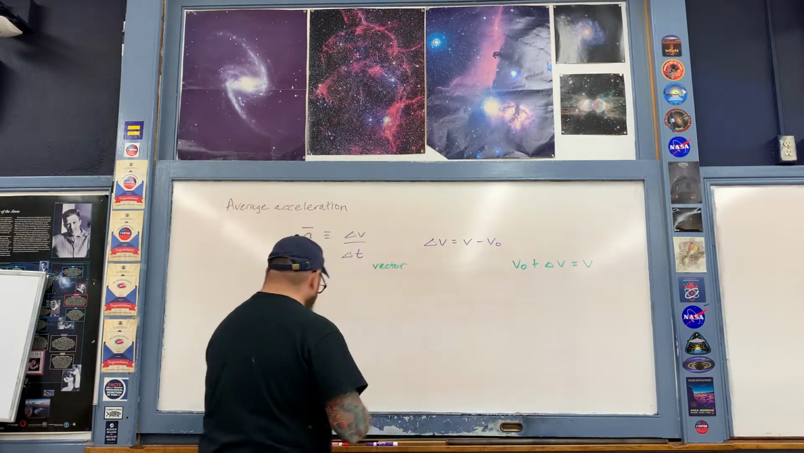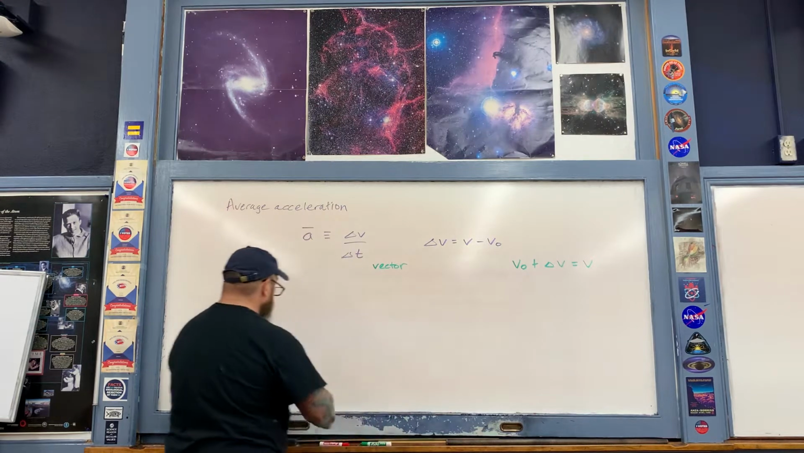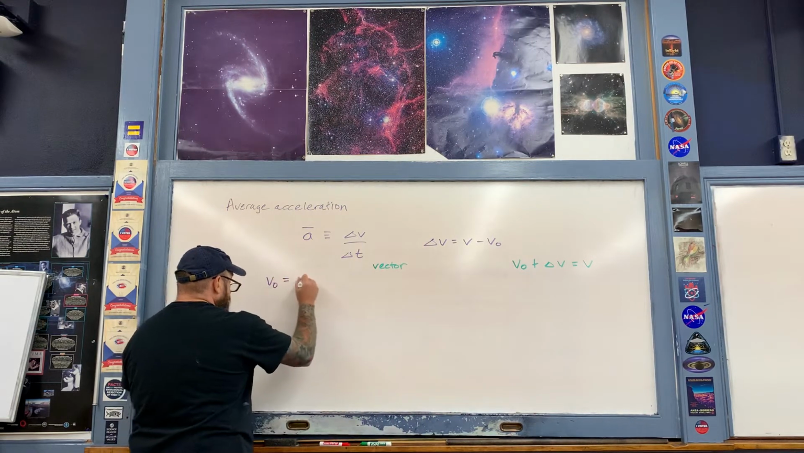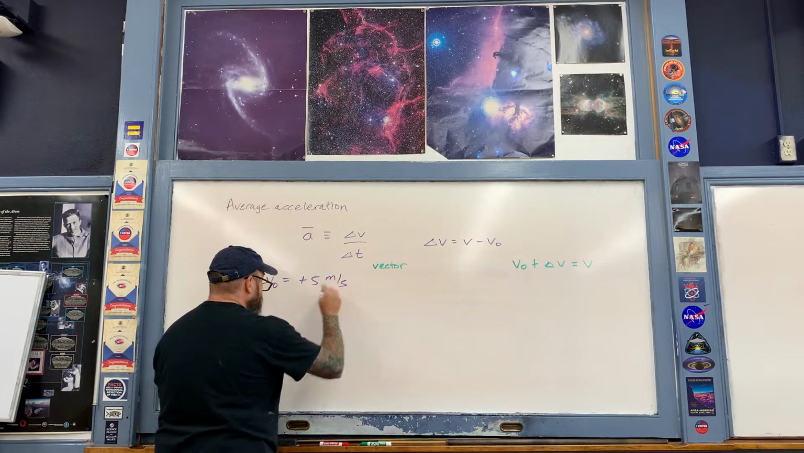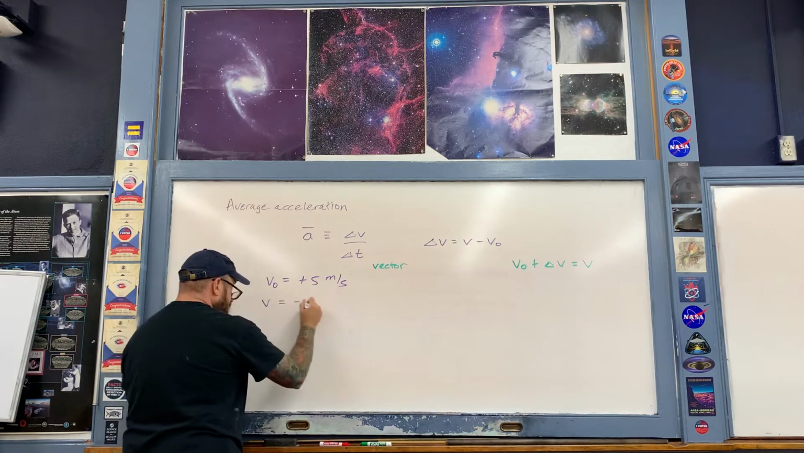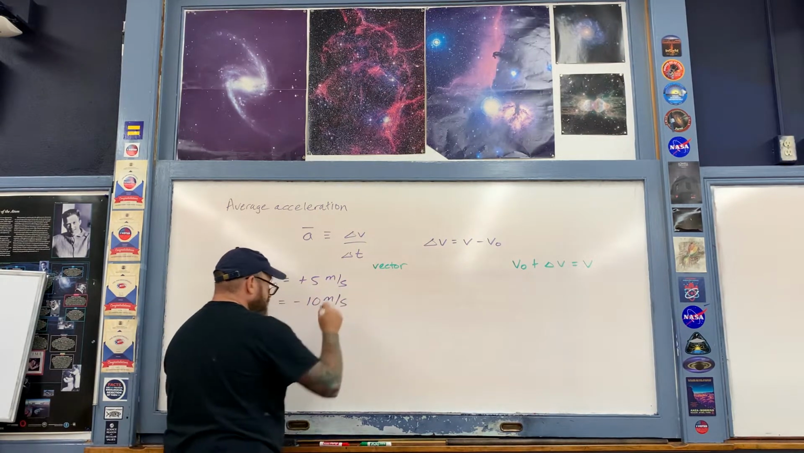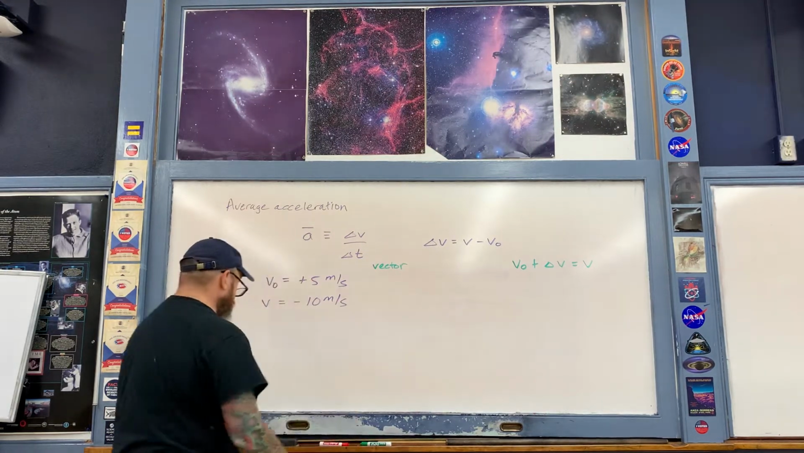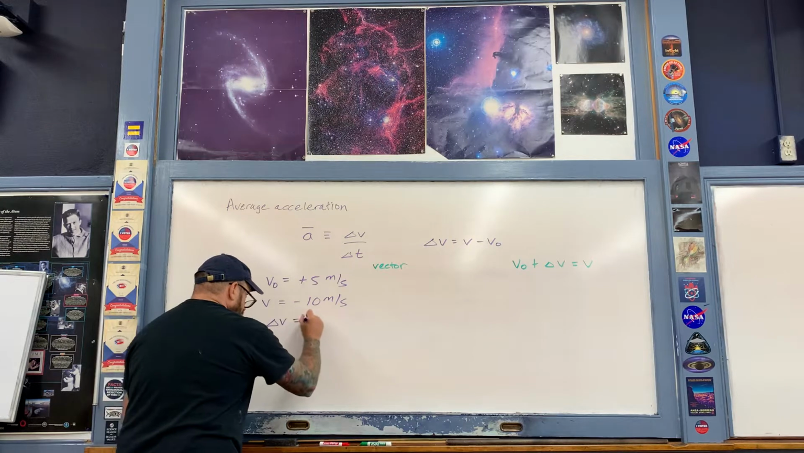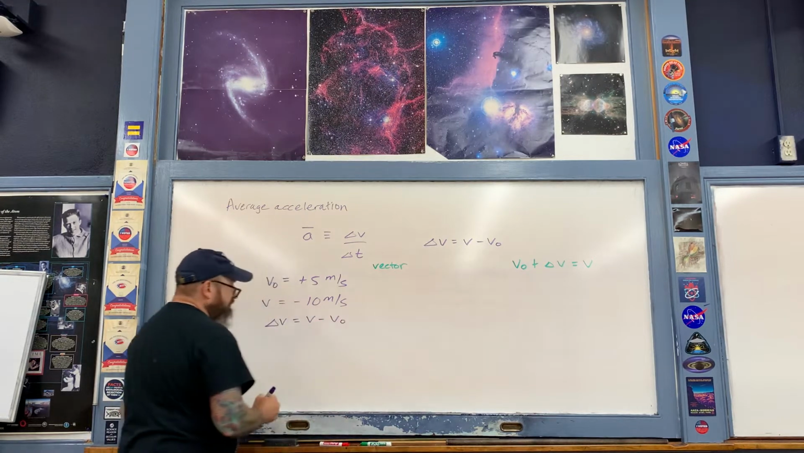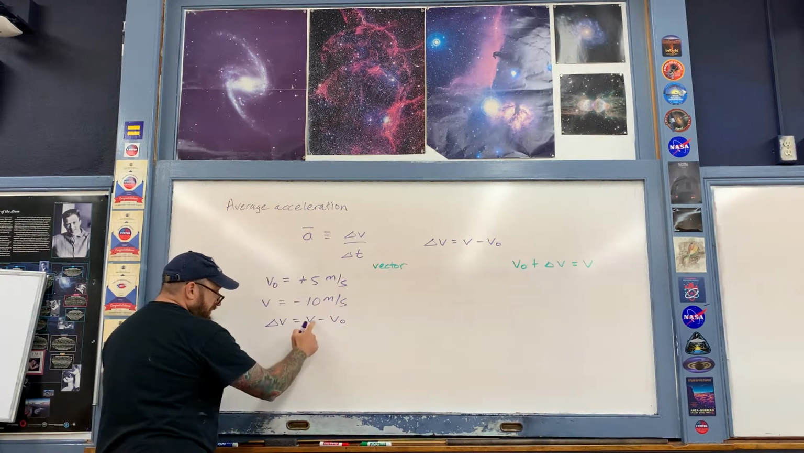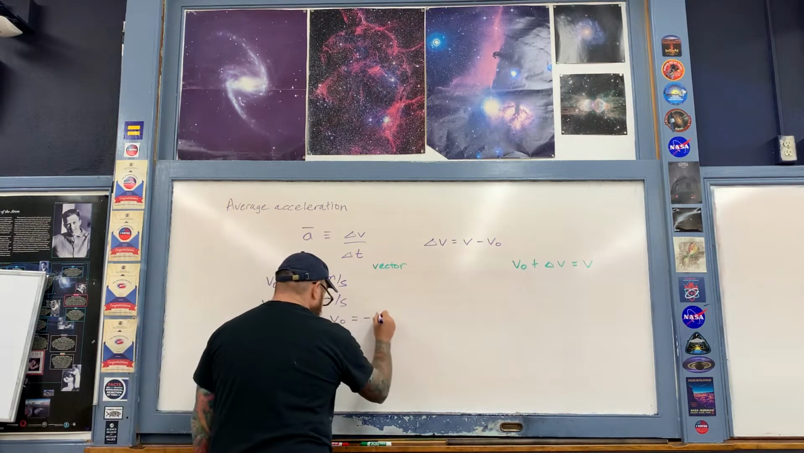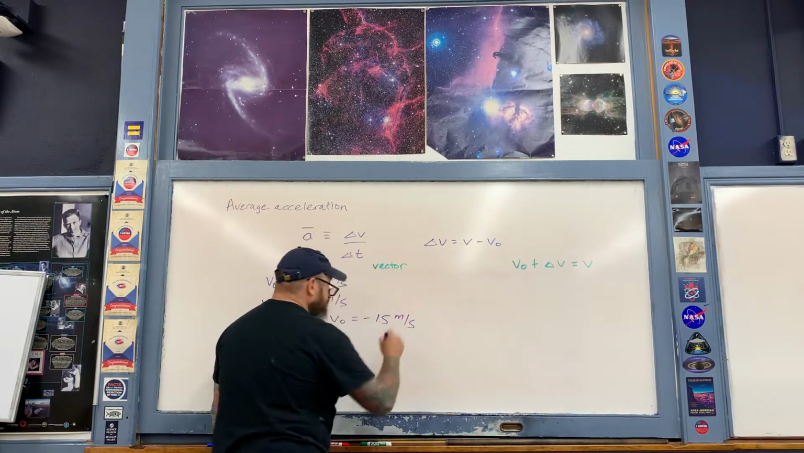All right, so we're given a couple of things here. First of all, we're given the initial velocity V naught as positive 5 meters per second, and the final velocity V as negative 10 meters per second. Immediately, we calculate the change in velocity delta V. So the change in velocity delta V is the final value minus the initial value. Negative 10 minus 5 is negative 15 meters per second.